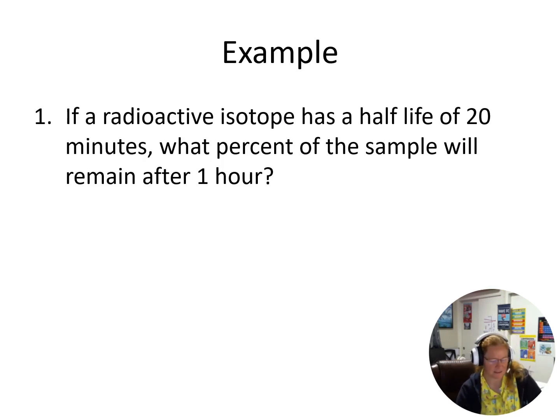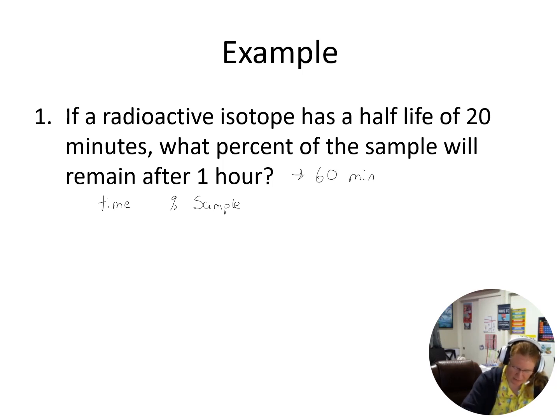If I have an isotope that's radioactive and I have a half-life of 20 minutes, how much of the sample will be left after 1 hour? So what I can do is have time and percent sample. 1 hour is 60 minutes. So at time 0, I have 100% of my sample. 20 minutes, that's 1 half-life, so I have 50% of my sample.